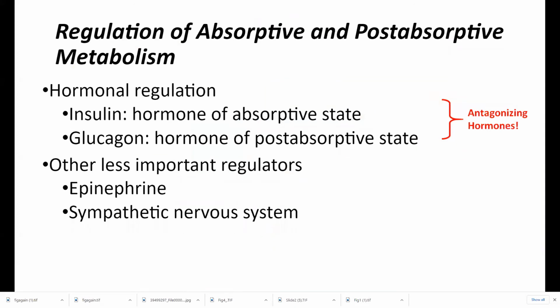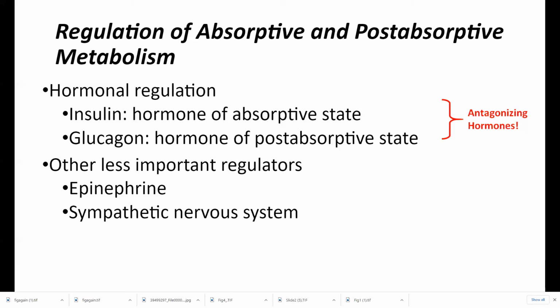Okay, so when we're thinking about regulation of these two states, we're going to be thinking about hormones. So we have two hormones that basically tell the body to do these things. So those functions we just talked about are going to be mediated by our hormones insulin and glucagon. They're opposites, they're antagonizing hormones, they have opposite effects. Insulin will be our hormone of the absorptive state, telling us to absorb everything, store it as energy. Glucagon is going to be our hormone of the post-absorptive state, telling us to take stuff out of our cells, break it down, use fats, proteins, whatever we got for food for our cells.